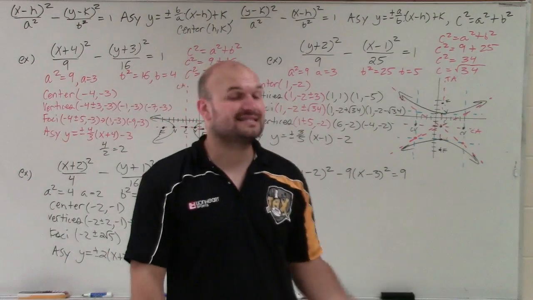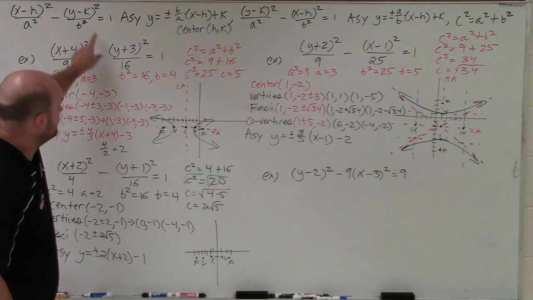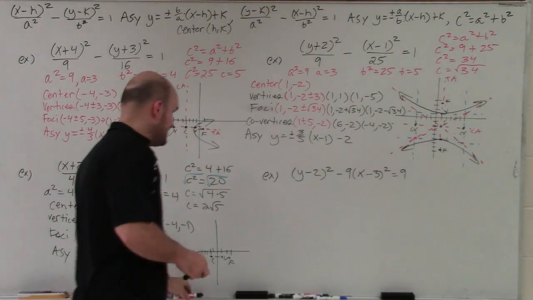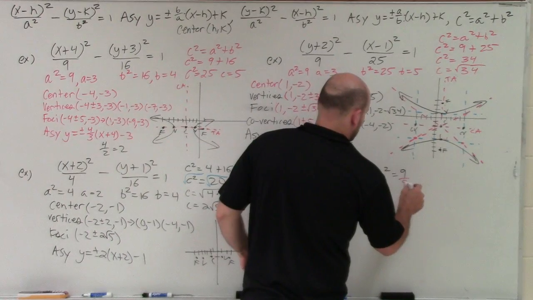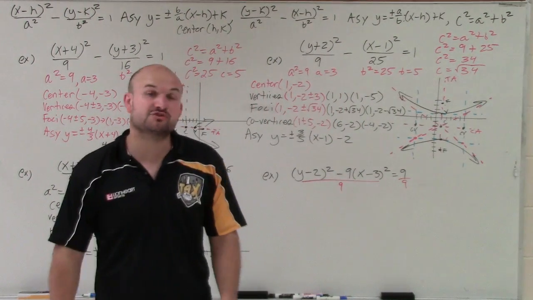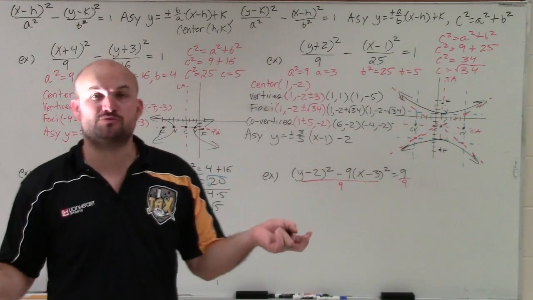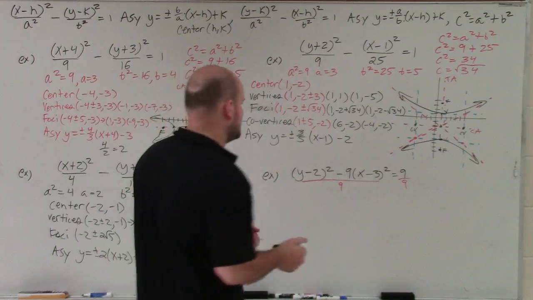OK, last example. You can see that this graph is not set equal to 1. Right? So the first thing we want to do is divide by 9 on both sides. Just like the distributive property works for multiplication, the distributive property works for division. When we have an expression separated by addition or subtraction, divided by a number, both of those terms get divided.